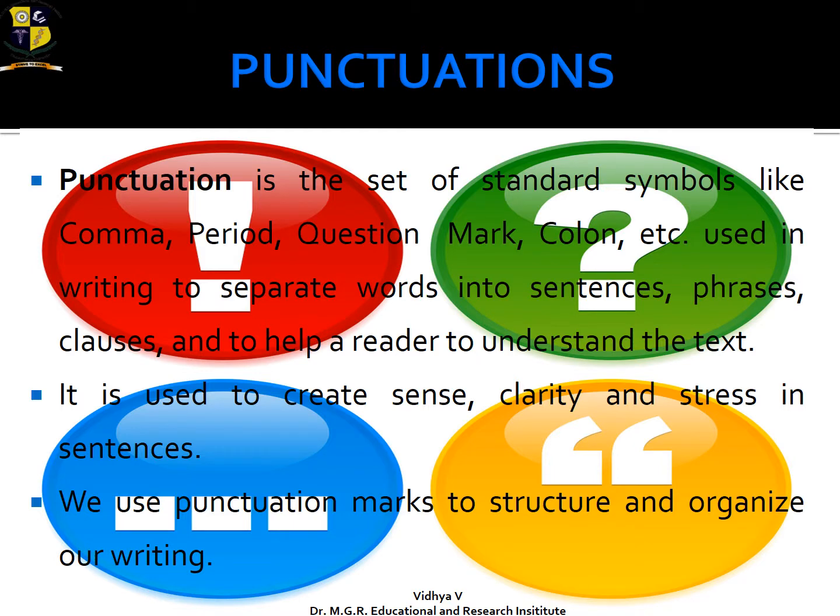Next, punctuation. Punctuation is a set of standard symbols like comma, period, question mark, quotation marks, etc. that is used in writing to separate words into sentences, phrases, and clauses, which helps a reader understand the text. It is used to create sense, clarity, and stress in sentences, and it is also used to structure and organize our writing.